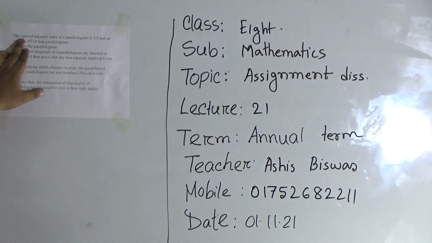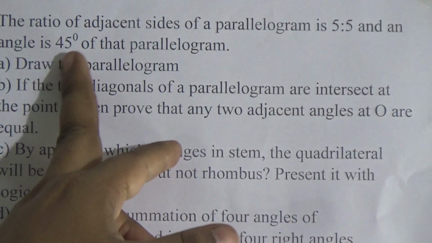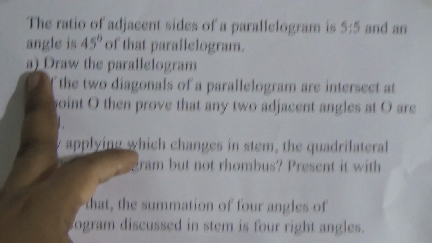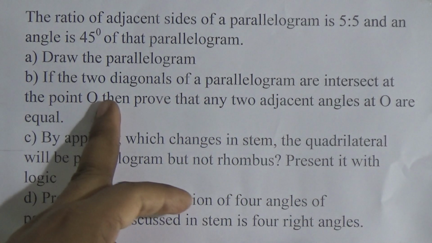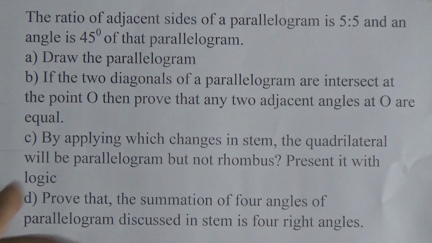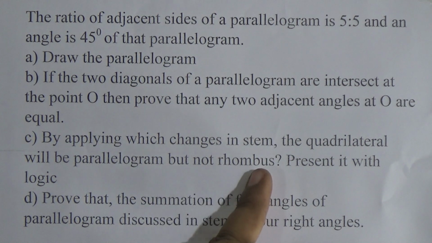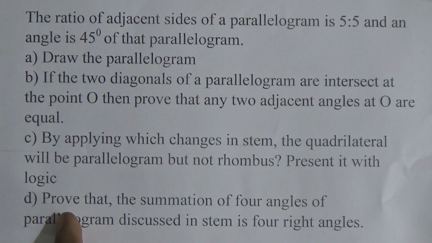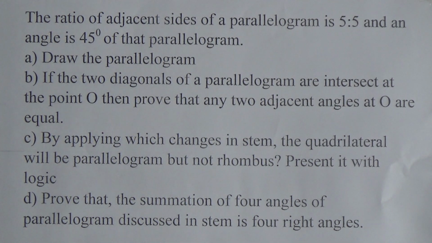Here is the question: the ratio of adjacent sides of a parallelogram is 5:5 and an angle of that parallelogram is 45 degrees. A number, draw the parallelogram. B number, if the diagonals of a parallelogram intersect at the point O, then prove that any two adjacent angles at O are equal. C number, by applying which changes in the stem will the quadrilateral be a parallelogram but not a rhombus? Present it with logic. D number, prove that the summation of the four angles of the parallelogram discussed in the stem is four right angles. So my dear students, we shall discuss the A, B, C and D parts one by one.